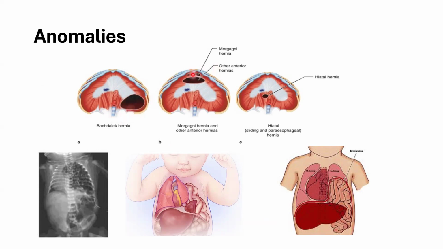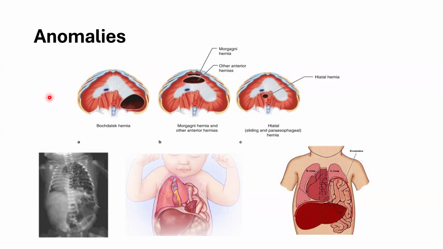We can have the foramen of Morgagni, which is anterior, that can give you hernias coming from the anterior aspects. And then you can have hiatal hernias, the esophageal hernias. So that is the esophagus sliding into the thorax, or a paraesophageal hernia. These can be acquired or congenital.